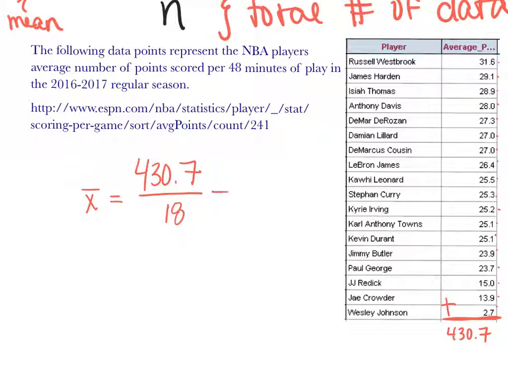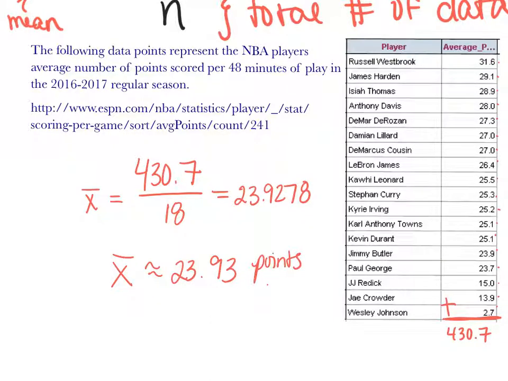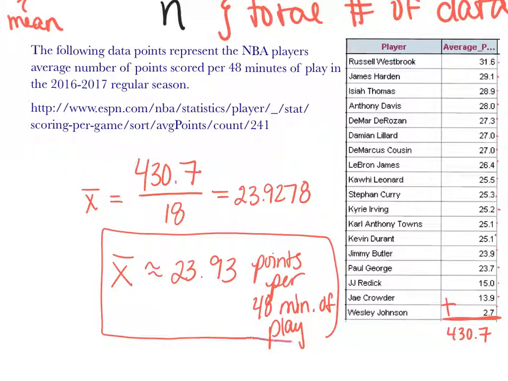So whenever I divide this out, I get 23.9278. So if I was going to round to the nearest hundredth, I would say 23.93 points per 48 minutes of play is the average for all of these basketball players in the 2016-2017 regular season. Take a look. It was 23.93.